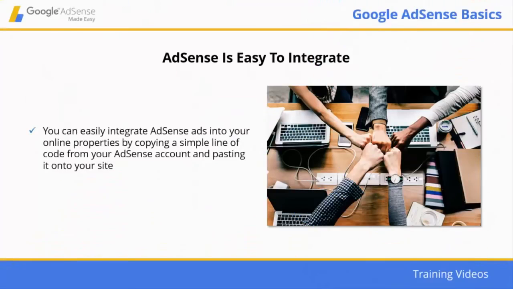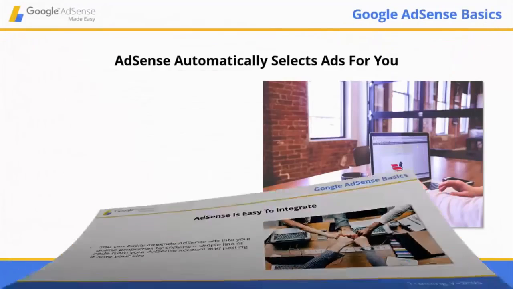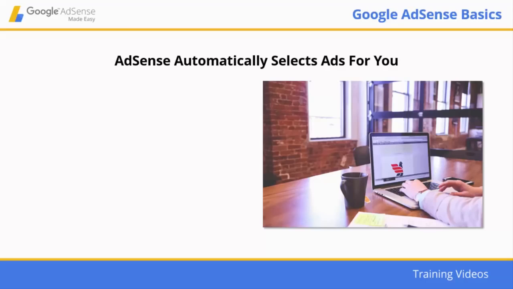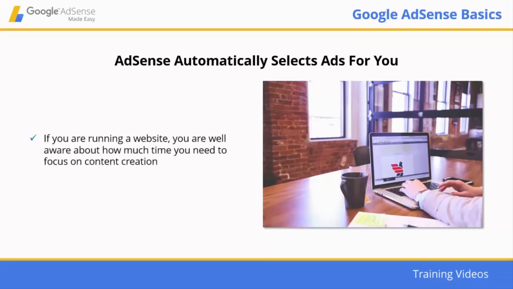AdSense is easy to integrate. You can easily integrate AdSense ads into your online properties by copying a simple line of code from your AdSense account and pasting it onto your site. You won't need to pay anyone to do it for you, cutting on expenses. AdSense automatically selects ads for you. If you are running a website, you are well aware about how much time you need to focus on content creation. That is why AdSense automatically places the most relevant ads on your site, saving you the time that you would otherwise spend looking for them yourself, selecting them, and then placing them into your ad slots.